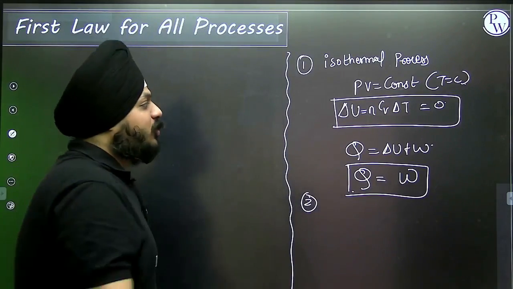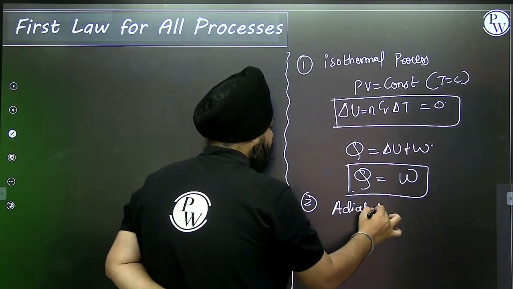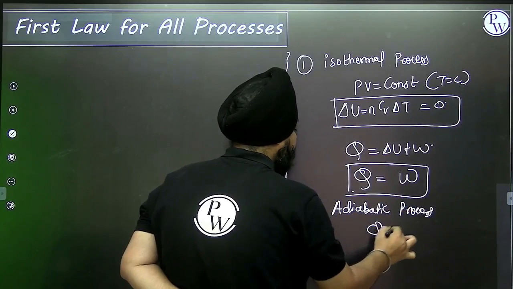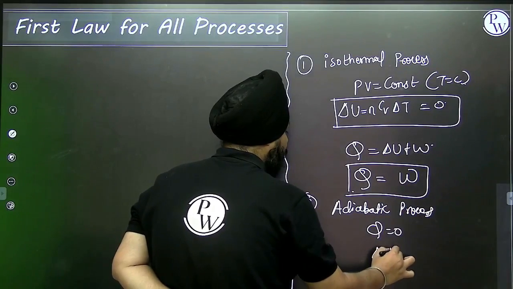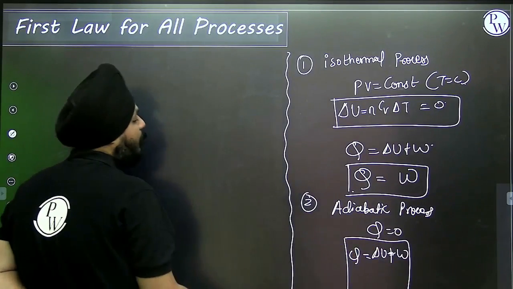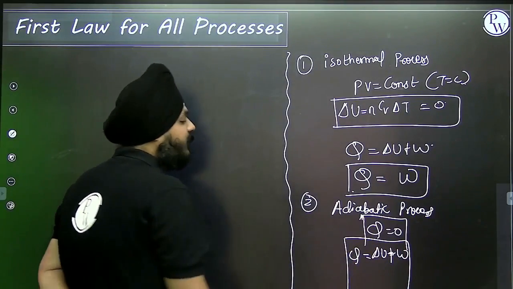For adiabatic process, heat flow is 0. It means whatever amount of the delta U is there. See, Q is equal to delta U plus W for adiabatic process. If net heat flow is 0. Why is net heat flow 0? Because the process is quite rapid.